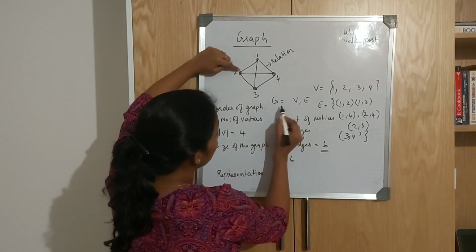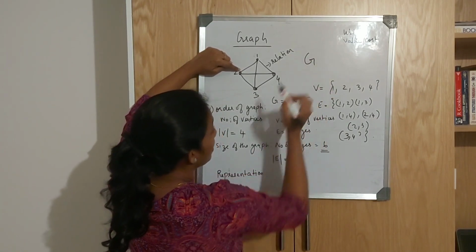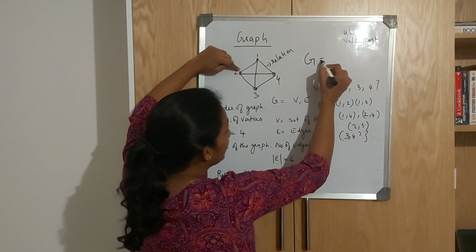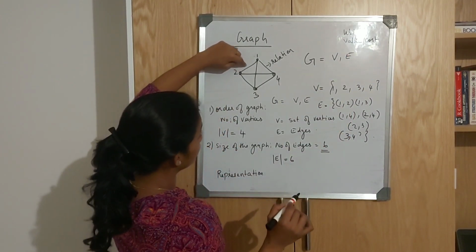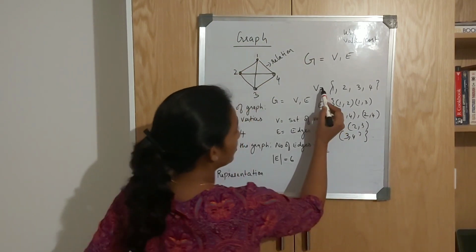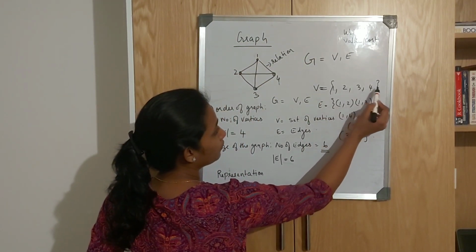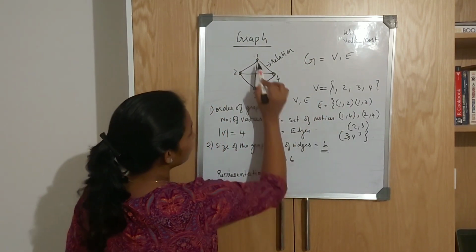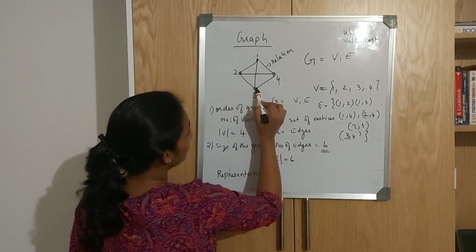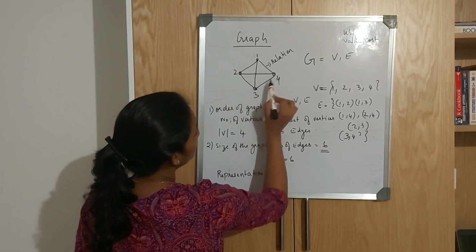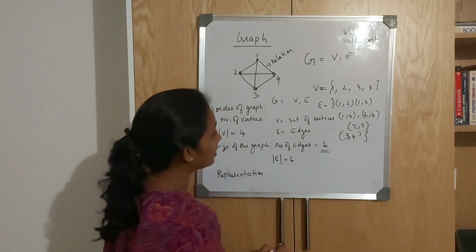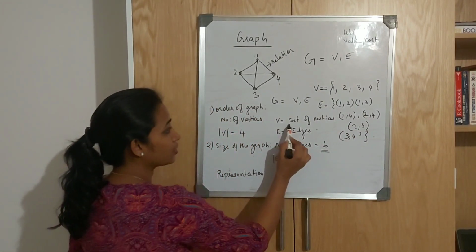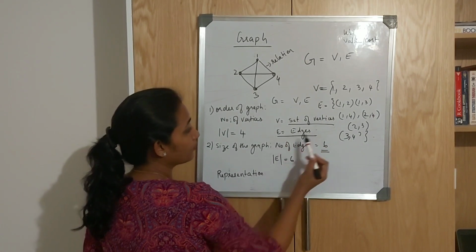So in a graph, suppose a graph is named G, it will have a set of vertices and a set of edges. The set of vertices are 1, 2, 3, 4 and the set of edges are 1 to 2, 2 to 3, 2 to 4, 4 to 3 or 3 to 4. This is how you represent an edge. So V is the set of vertices, E is the set of edges.